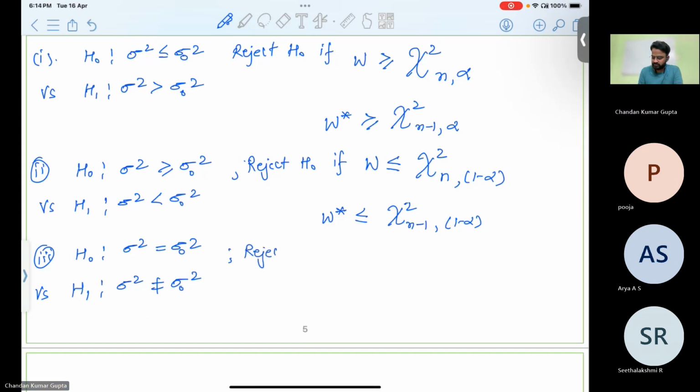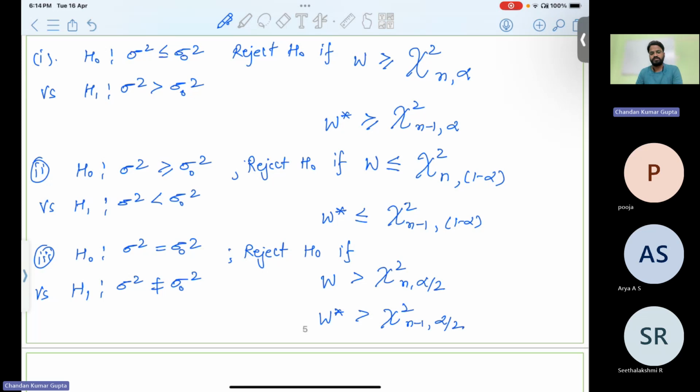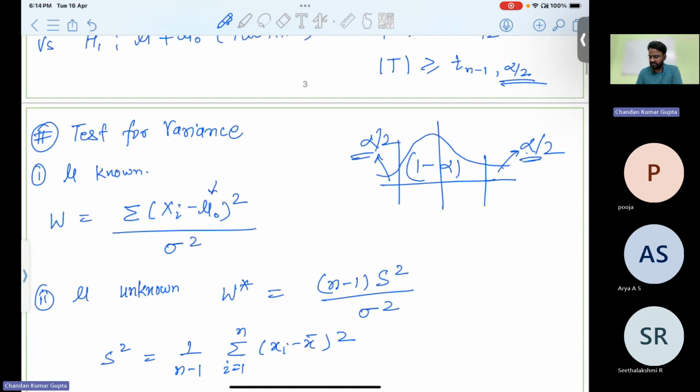Okay. So reject H naught if W is greater than or equal to chi square n, alpha by 2, and/or W star is greater than chi square n minus 1, alpha by 2. Since again it is double tailed, in a similar manner, suppose it is alpha 1 and alpha 2. But for the sake of simplicity, we take it as alpha by 2 and alpha by 2.